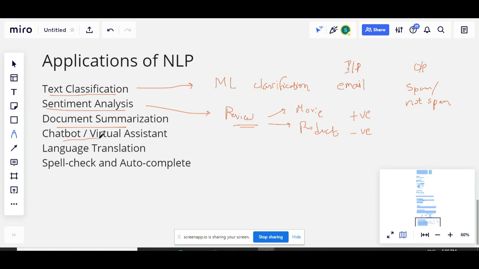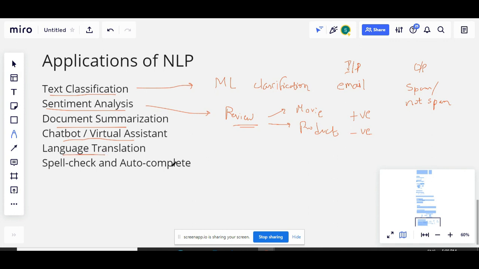Next are chatbots and virtual assistants. Chatbots are something that we are already familiar with. We will also learn how to develop a chatbot, so no need to worry about it. Virtual assistants include Siri, Alexa, and many others like Cortana. They can listen to your request and accordingly take actions.